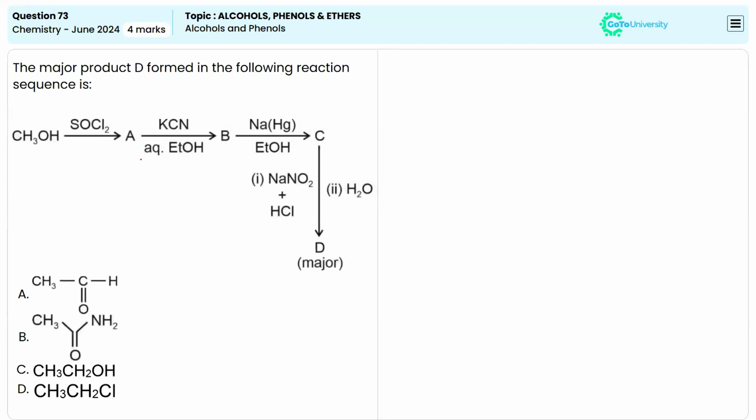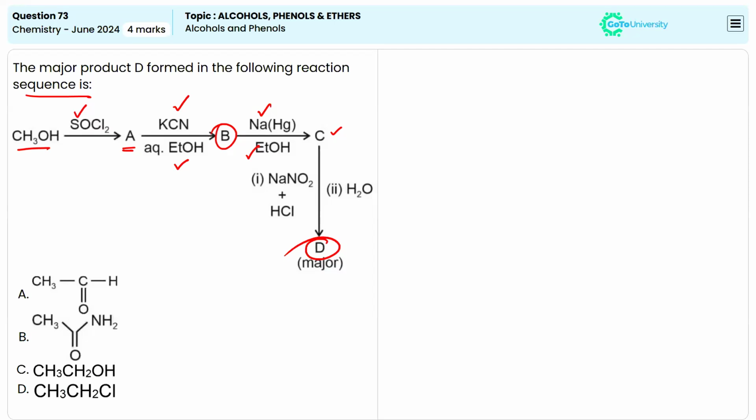So here the question is we have to identify the major product D at the end of the reaction. So there is a reaction sequence. The sequence is starting from methanol which is reacting with SOCl2 and producing some compound A. And this A is reacting with potassium cyanide in presence of ethanol to produce B. And B is reacting with sodium and ethanol. They are producing C. And the C is reacting with sodium nitrite and HCl, and they are producing D. So we have to identify what is the major product D.